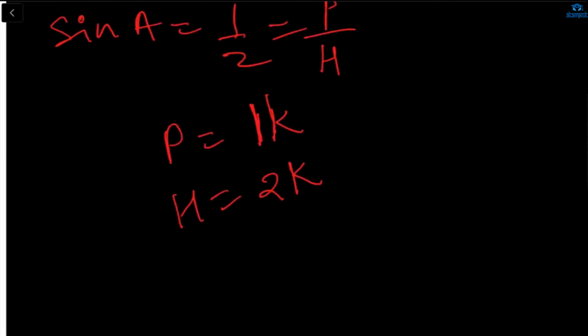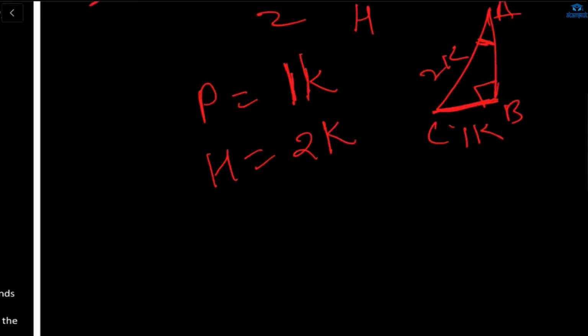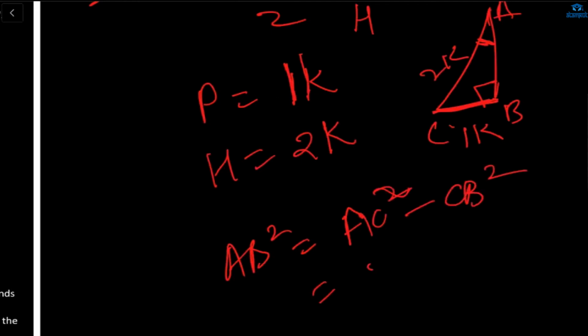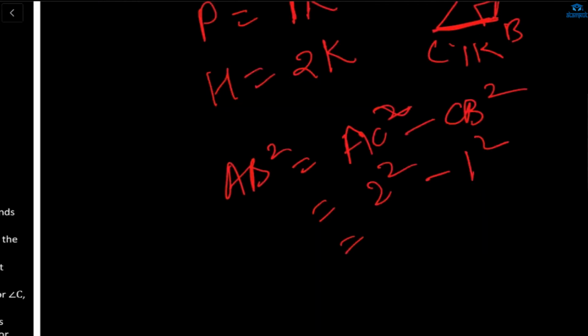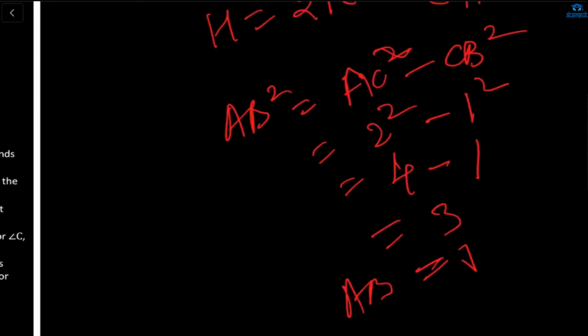Now if I'm drawing a triangle ABC, this is 90 degrees. Taking sine A, CB will be the perpendicular, so this will be 1k and the hypotenuse will be 2k. From this, you can take out the value of AB. How will you take out AB? AB square is equal to AC square minus CB square. So it will be 2 square minus 1 square, that is 4 minus 1, equal to 3. So AB will be √3. So one of the sides will be √3.